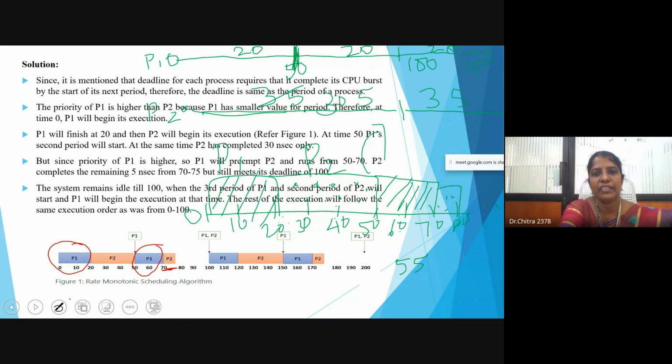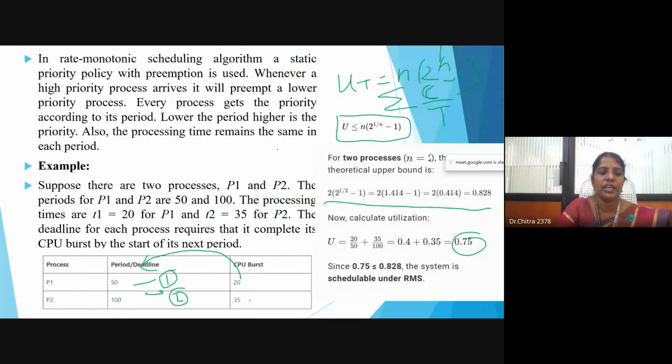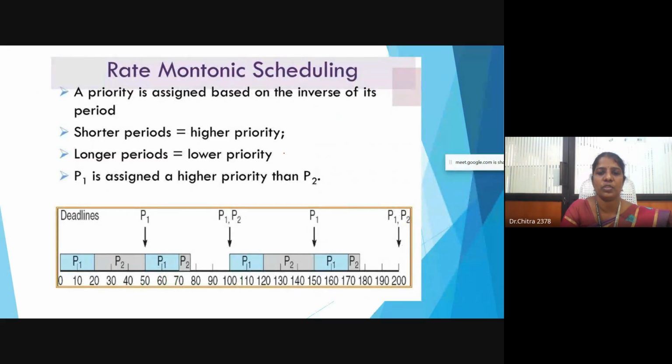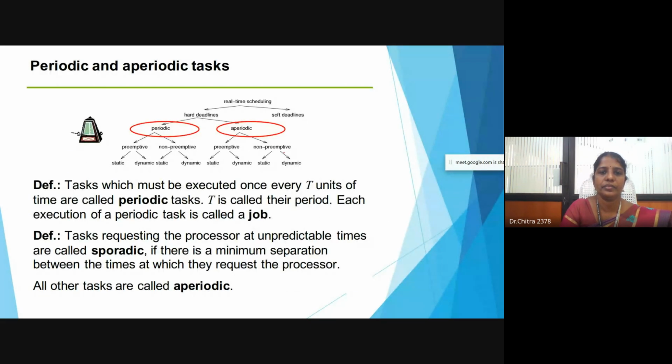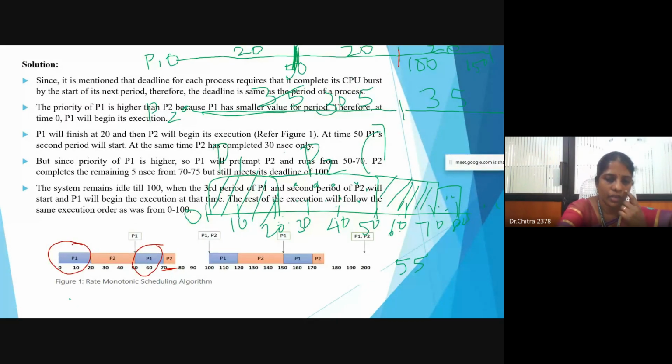After that, when it reaches 100, no issues. When it reaches 100, the period for P2 is 100, and for P1 it is also 100. At period 100, P1 requires the processor and P2 also requires the processor. But based on our priority, higher priority is given to P1, so automatically P1 will occupy the processor, and P1 is executed for 20 units.